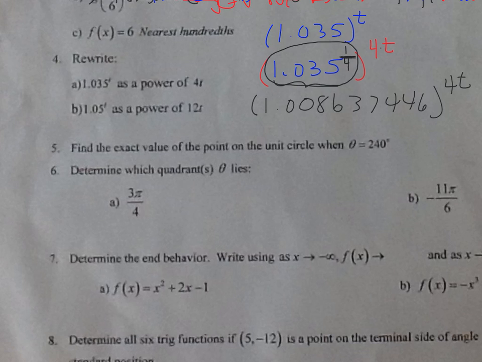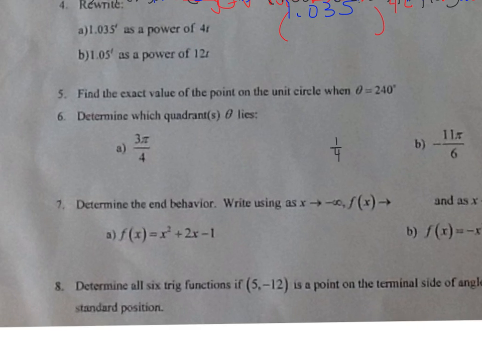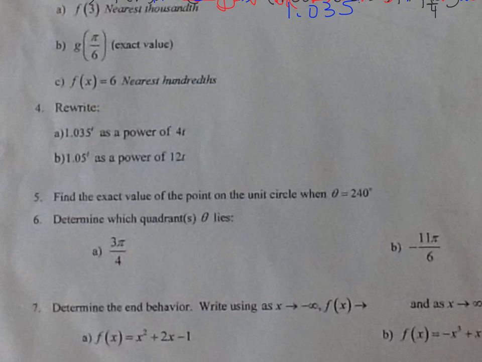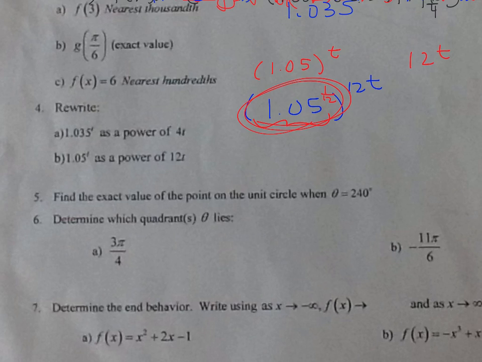All right, and let's take a look at B. So I want to take 1.05 to the t power, and I want to write it with a power of 12t. So it's 1.05. I want a 12t power, so I need to have 1 over 12 inside, because 1/12 times 12 is 1, so I'm still left with t. So plug that into the calculator, this whole thing, plug that in the calculator, and you get 1.004074124 raised to the 12t power. Okay, let's take a look at 5.